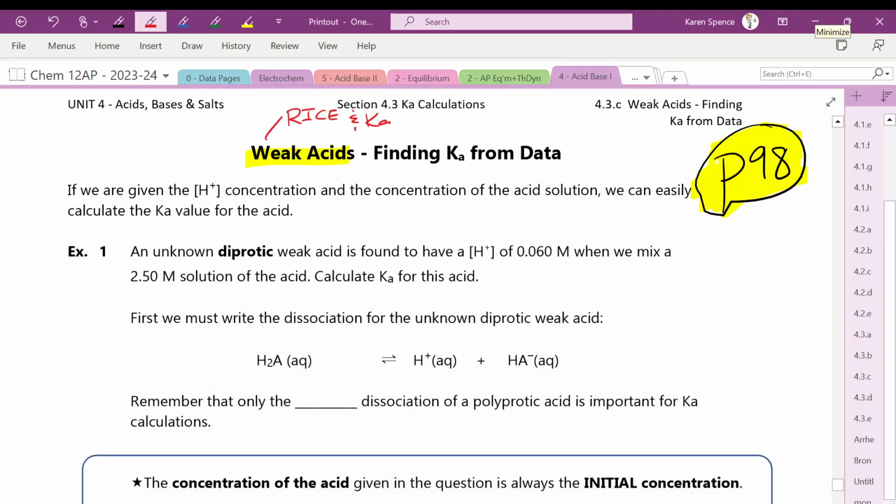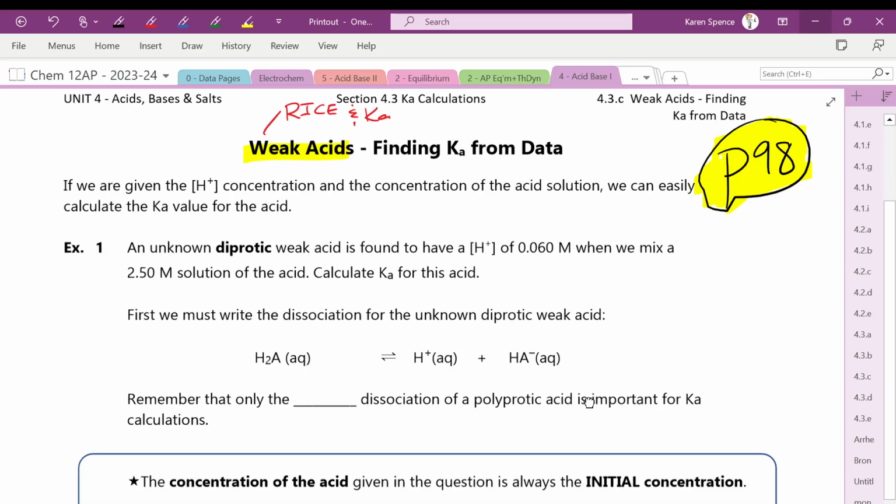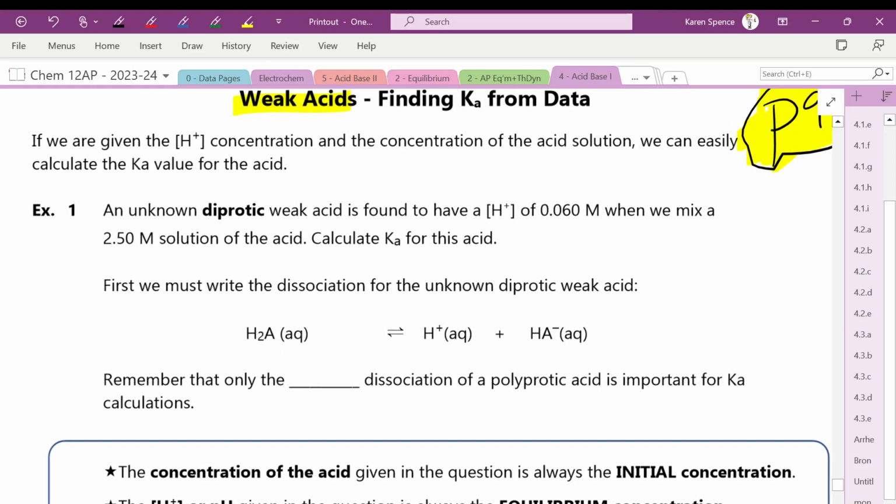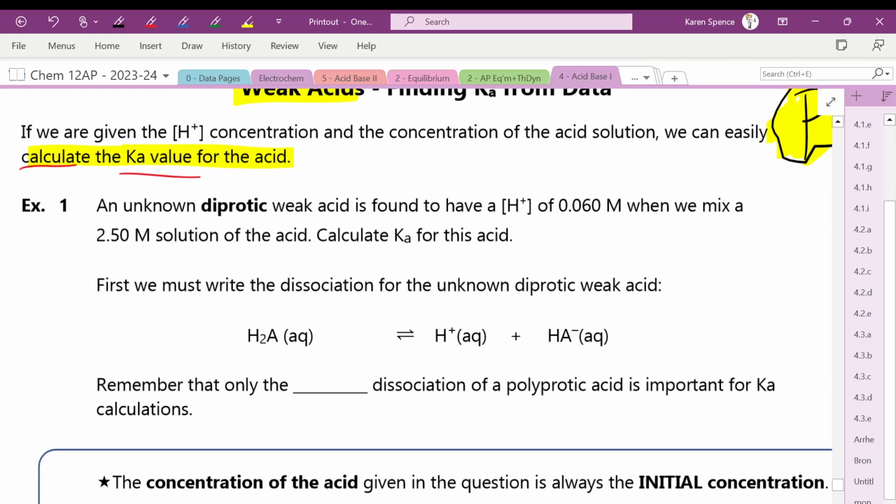So last day we were finding the concentration of the hydrogen ion, and then solving for whatever we wanted to solve for. Today we are going to be having an unknown acid, some acid that we don't know what it is, but we would like to find its Ka value. So that's what we're doing today, calculating the Ka value of an unknown acid.